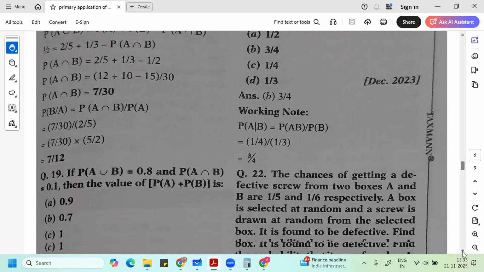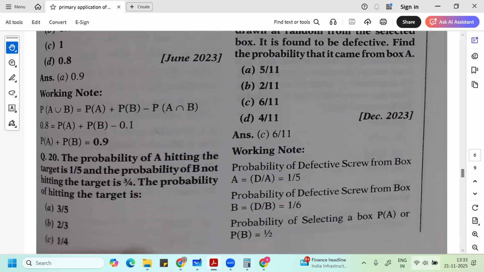The last question we did was this: the probability of A hitting the target is 1 by 5, B not hitting the target is 3 by 4. So if B not hitting the target is 3 by 4, B hitting the target would be 1 by 4. What is the probability of hitting the target? It means either A tries or B tries or both of them try, like the target should get hit. So it can be A hitting, B not hitting, or A not hitting, B hitting, or both A and B hitting, or equal to 1 minus none of A or B hitting. So we did this in the last class, question number 20.